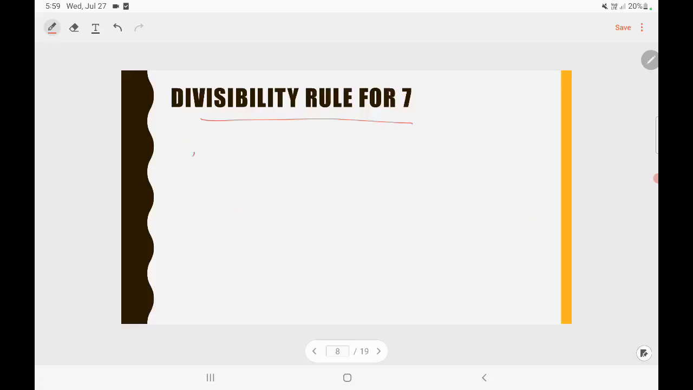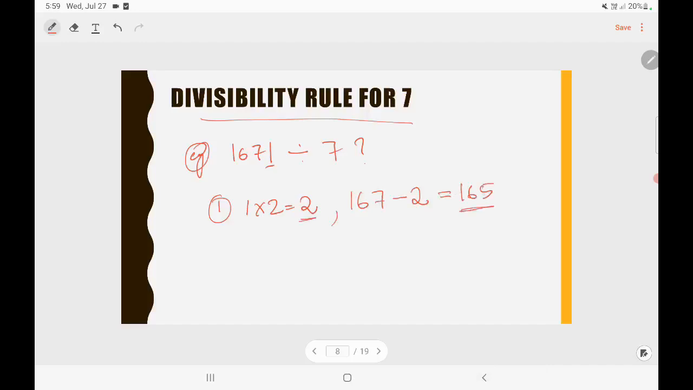Let's take an example, 1671. We need to check whether 1671 is divisible by 7 or not. For that, we need to take the last digit and double it. That means 1 into 2 is equal to 2. Now we need to subtract this 2 from the rest of the number, that is 167 minus 2, which is equal to 165. Now we need to check whether 165 is divisible by 7 or not.